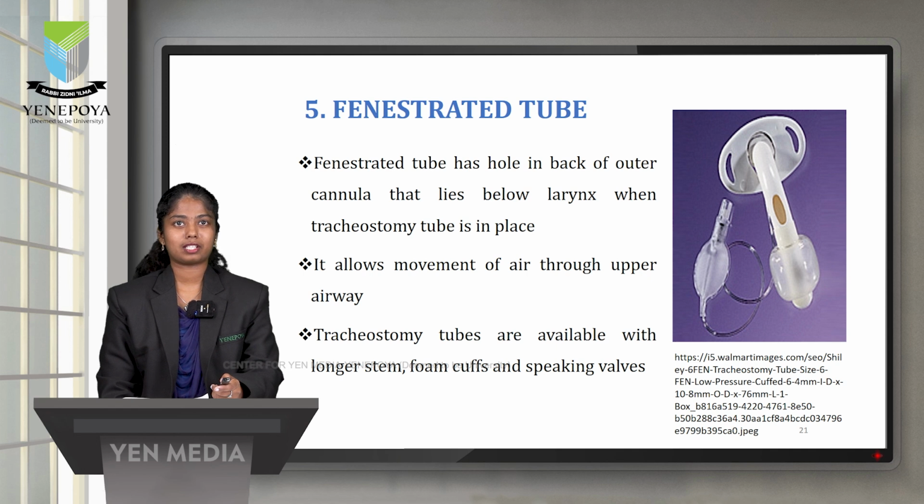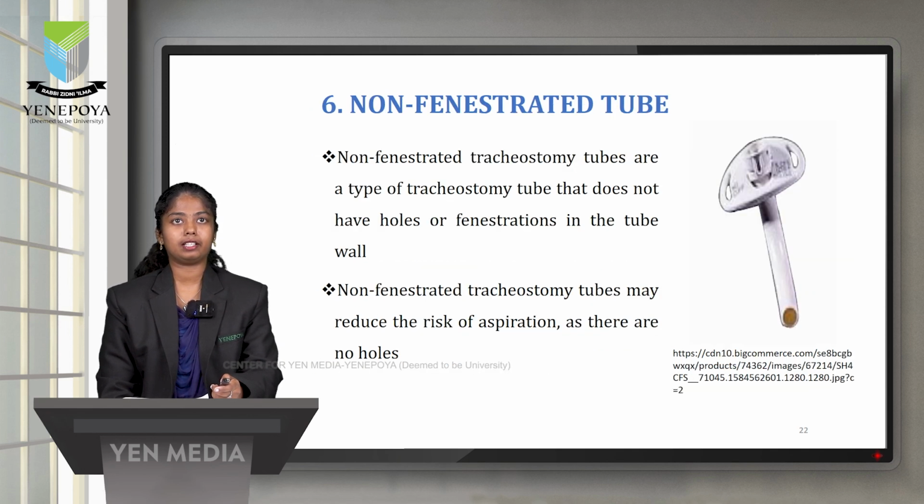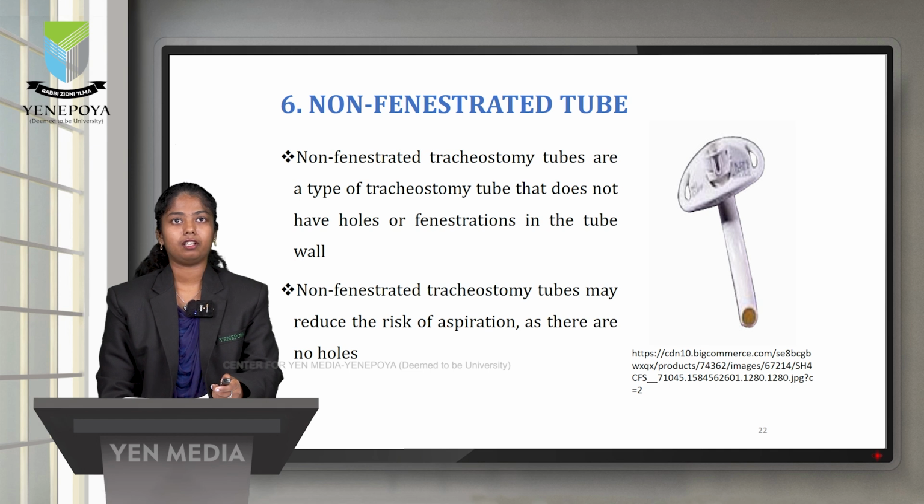Fenestrated tube. A fenestrated tube has a hole in the back of the outer cannula that lies below the larynx when the tracheostomy tube is in place. It allows movement of air through the upper airway. Tracheostomy tubes are available with longer stem, foam cuffs and speaking valves. Non-fenestrated tube. Non-fenestrated tracheostomy tubes are a type of tracheostomy tube that does not have holes or fenestrations in the tube wall. Non-fenestrated tracheostomy tubes may reduce the risk of aspiration as there are no holes.